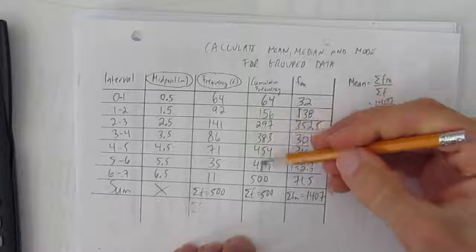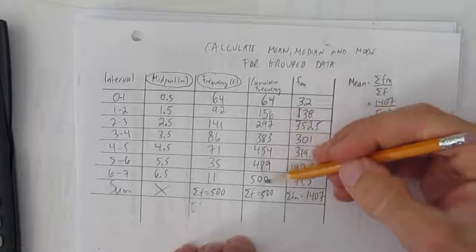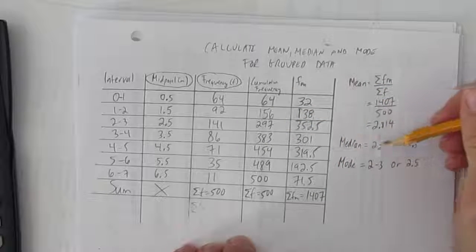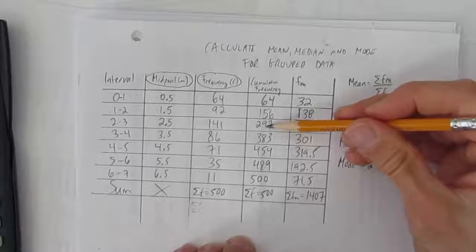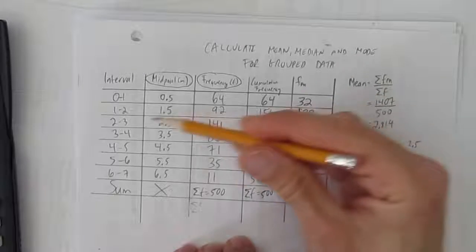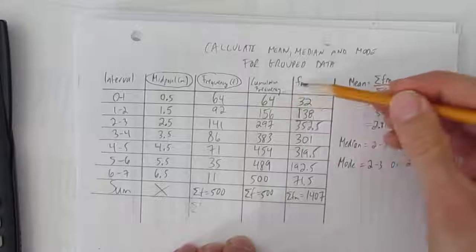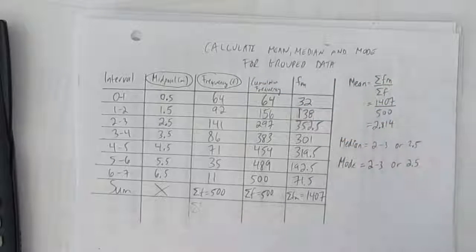Be careful when you use this cumulative frequency column, you use it only to determine where that middle number is. I could see that I got to 250 and 251 on this interval, but it didn't come into play when I calculated FM. Be really careful about that. Even I made that mistake.